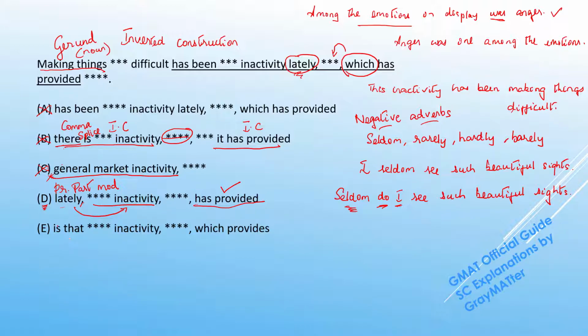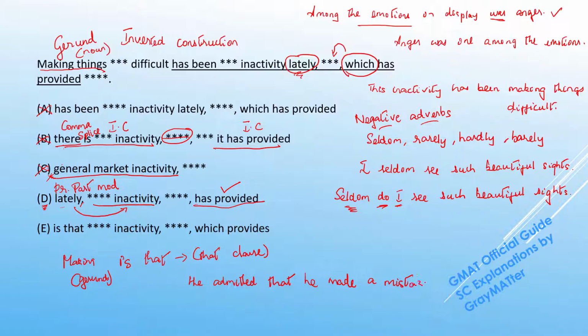Now let's look at E. Now we have making things difficult is that this inactivity. So once again there is a construction problem because we're saying making things difficult. So we have a gerund start and then we have this verb is. And after this is verb we have that, and the that signals the start of a that clause. So how do we generally write a that clause? So we can say he admitted that he made a mistake. So you see there is a clause construction after the that, and this would become what is called a that clause.